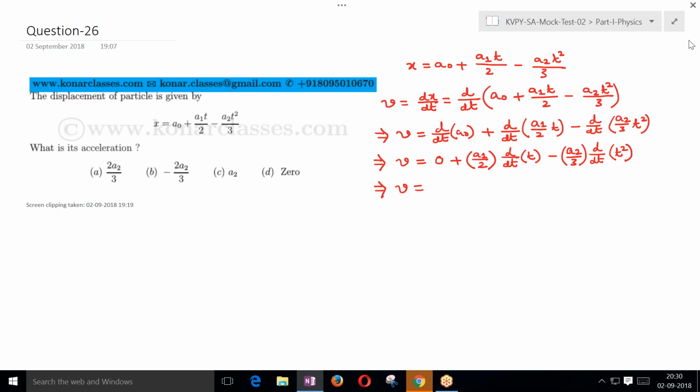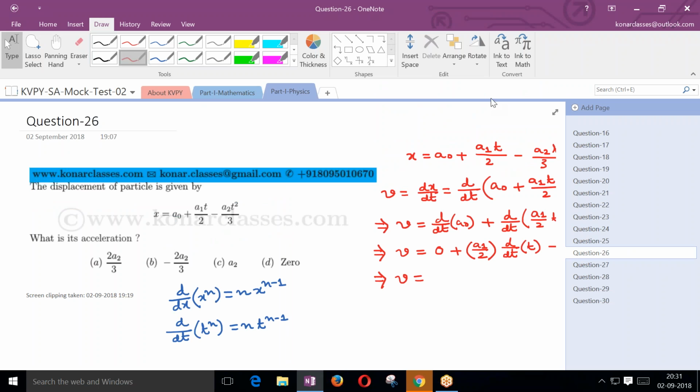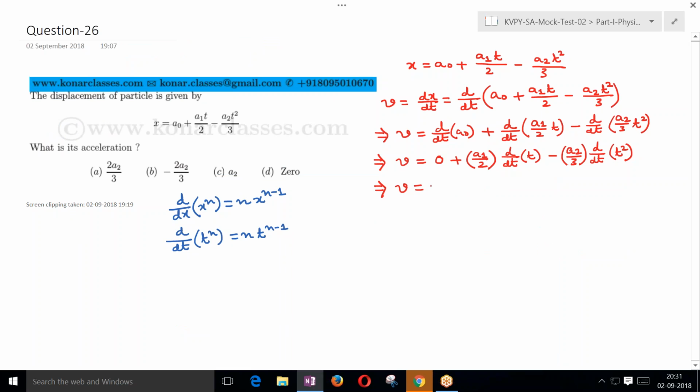This is equal to, now there is a formula that I can write in a different color so that you can remember: d/dx of x power n is equal to n into x power n minus 1. So the same thing, d/dt of t power n is equal to n into t power n minus 1. Now if we apply this here, 0 for the first one, so a1 by 2, d/dt of t should be t to the power 1 minus 1, that is t to the power 0, that is 1, minus a2 by 3 into d/dt of t square should be 2 into t from this formula.